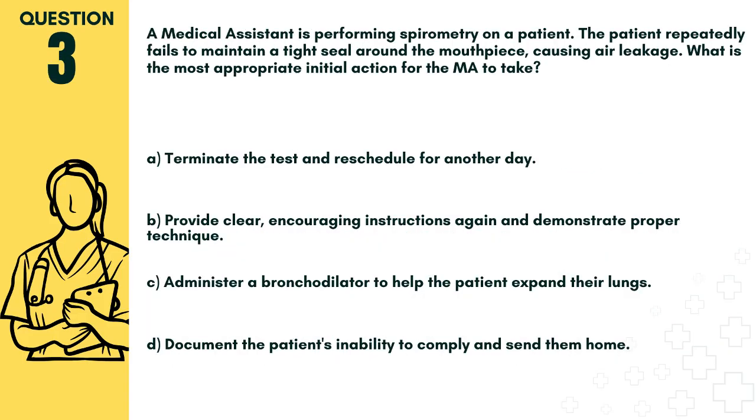Question 3. A medical assistant is performing spirometry on a patient. The patient repeatedly fails to maintain a tight seal around the mouthpiece, causing air leakage. What is the most appropriate initial action for the MA to take? A. Terminate the test and reschedule for another day. B. Provide clear, encouraging instructions again and demonstrate proper technique. C. Administer a bronchodilator to help the patient expand their lungs. D. Document the patient's inability to comply and send them home.